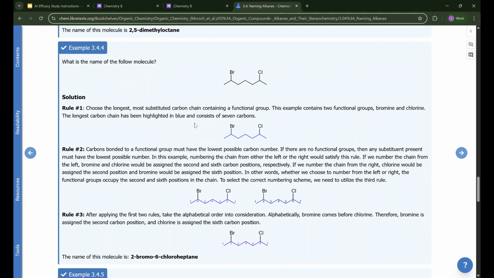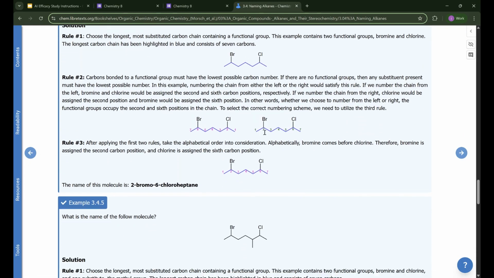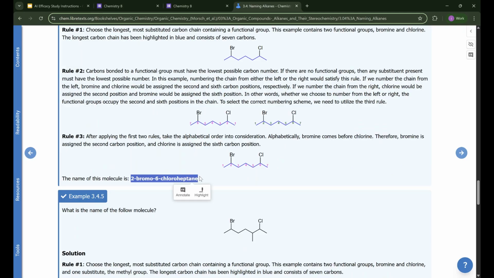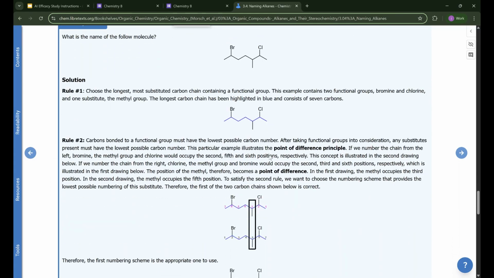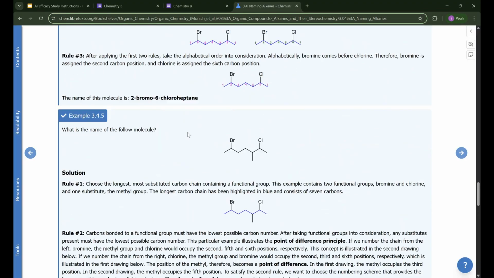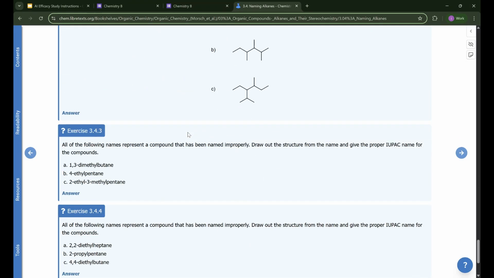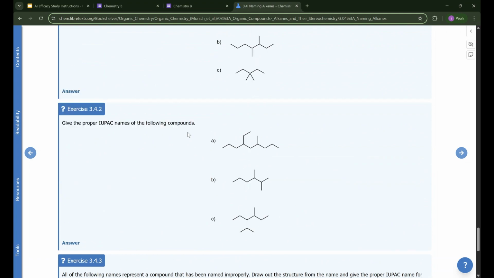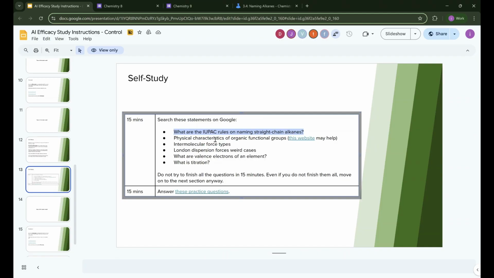7 carbon atoms. 1, 2, 3, 4, 5, 6, 7. Okay, I think I get the idea of it. Okay, this is a nice example. 2-bromo-6-chloroheptane. So one thing that I would like to know is the bromo and the chloro prefix. Is there a table where I could have all of those shown? Anyways, I think I should move on to the next question.